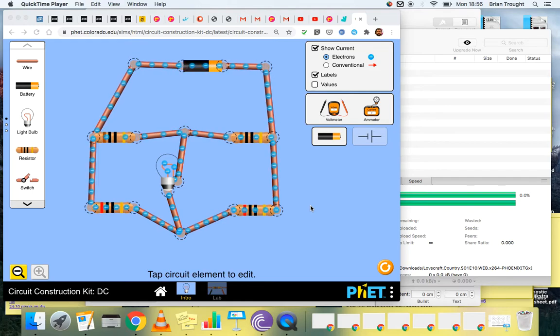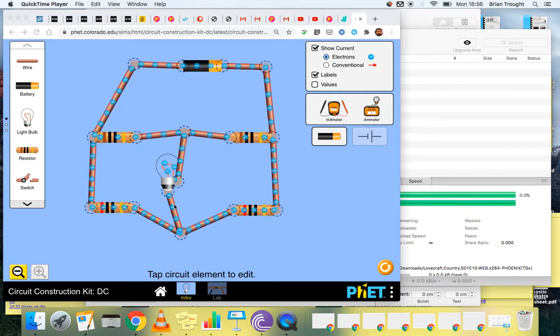A Wheatstone bridge. So this is a Wheatstone bridge with a battery connected up to two parallel sections. In the top parallel section, there are two resistors in series, and in the bottom section, there are two resistors in series as well. So we have four resistors, two in the top parallel section, two in the bottom parallel section.